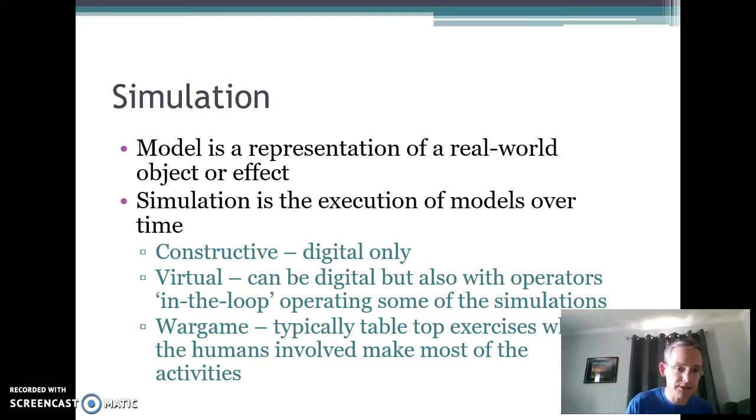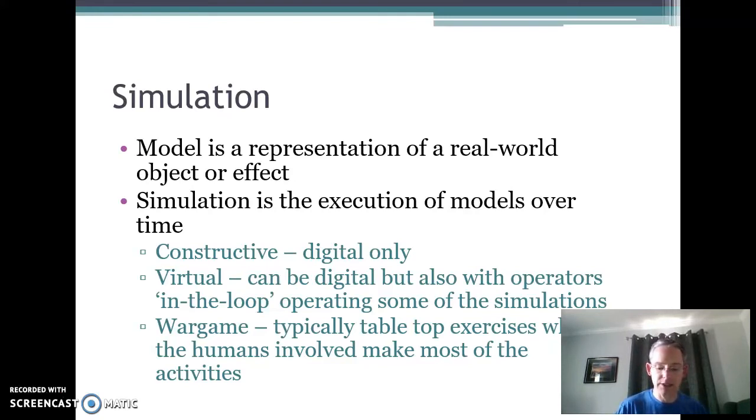The difference between model and simulation: once you've got a model developed, you start executing it over time. That's what simulation is. So simulation is the execution of those models that you've created over time. It can be strictly digital, we call it constructive, meaning you put it into the computer and now it's just executing and spitting out an answer. It can be virtual, where we have people actually involved in it. And in those, think flight simulations or multiple flight simulations where people are operating with each other. 3D games where you've got first-person shooter, Marines doing training, that kind of thing.